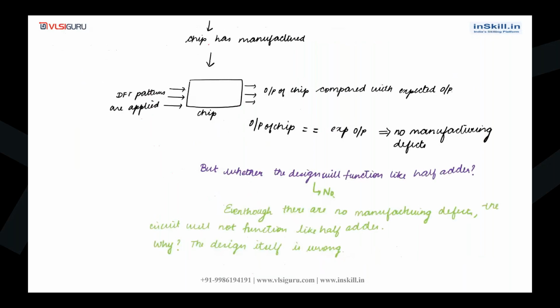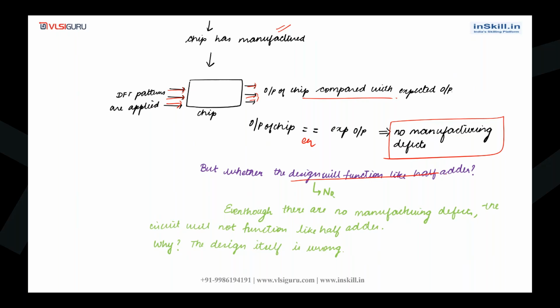And then what will happen? The chip will be manufactured, and then the DFT patterns are applied. The output of the chip is compared with the expected value. If the output of the chip is equal to the expected value, it means there are no manufacturing defects. But whether the design will function like a half adder?